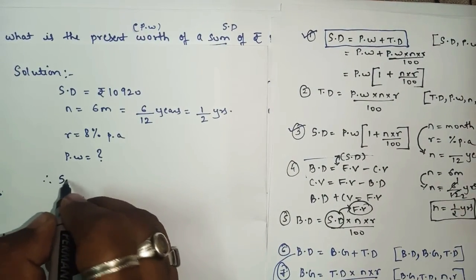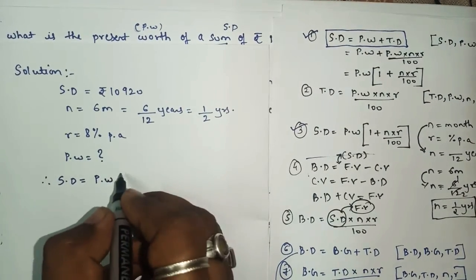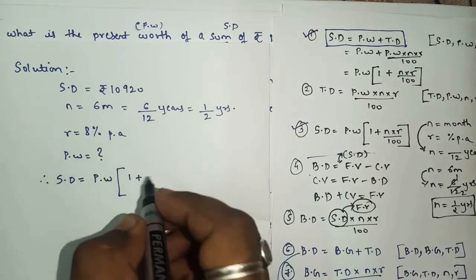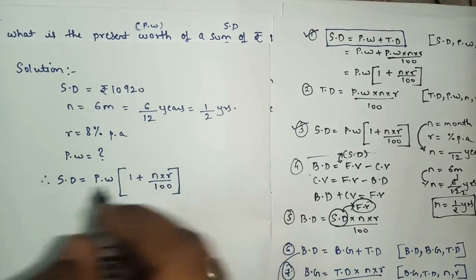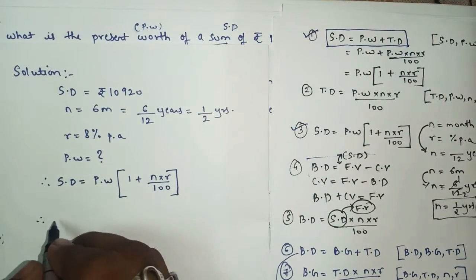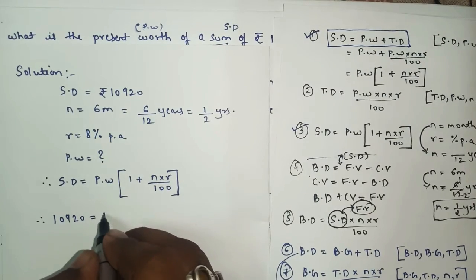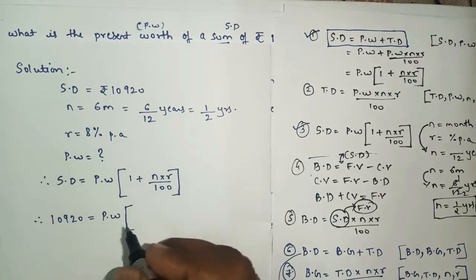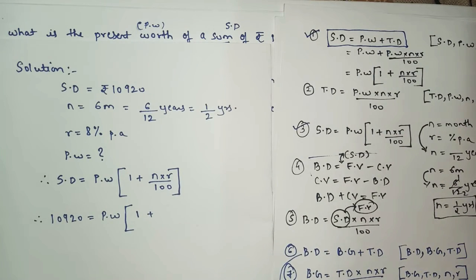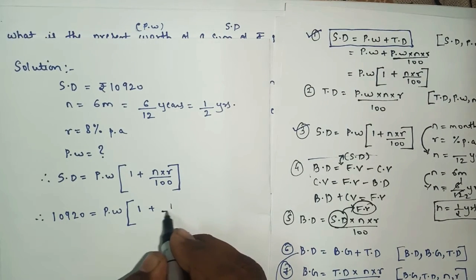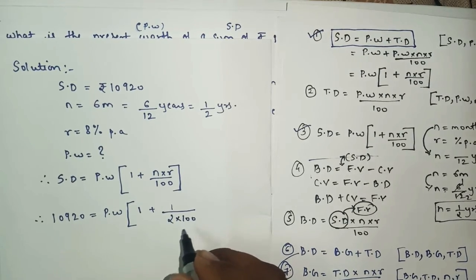Okay, so SD is equal to PW into 1 plus N into R upon 100. Yes or no? So therefore here we have the value of SG, that is 10920, equals to PW, which we want to find. We'll keep this one as it is. N is what? 1 by 2. So 1 by 2 means what? 1 will be in the numerator and 2 will go down in the denominator with 100.